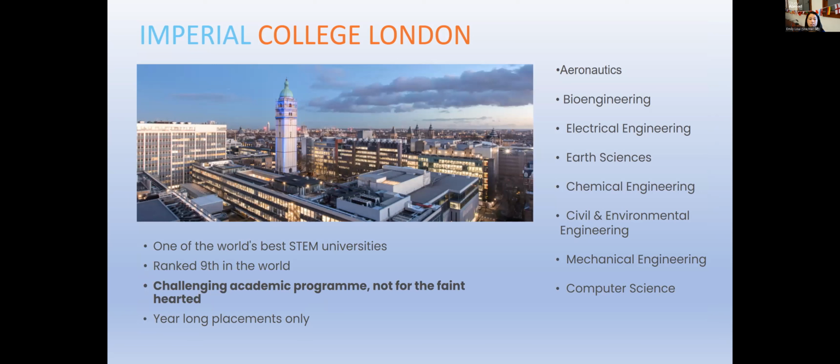Imperial is literally one of the world's best STEM universities. So if you are an engineer, if you are in STEM, we highly recommend it, particularly for engineering. They're world renowned for that. They're ranked actually 9th in the world. But I cannot express enough that it is extremely challenging academically. So just know that going into it, and know that there potentially could be a GPA drop, and that's okay. So choose wisely though if you do decide to go with Imperial. This program does only offer year-long placements too. So there are no semester only options.